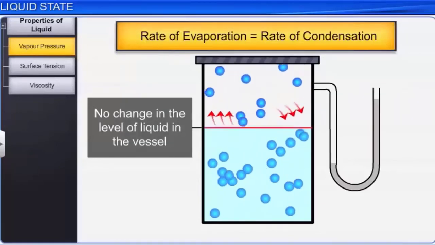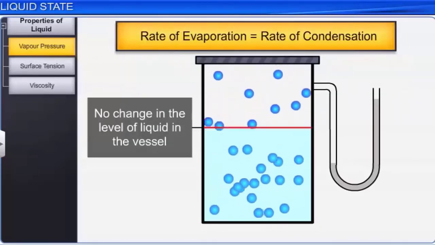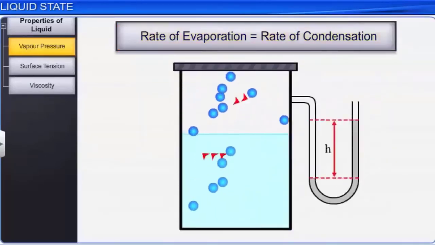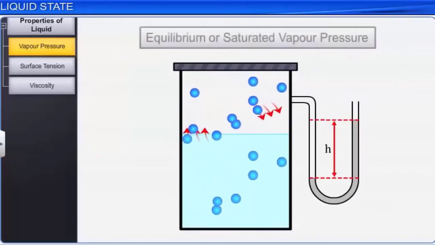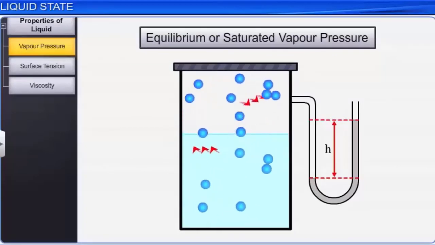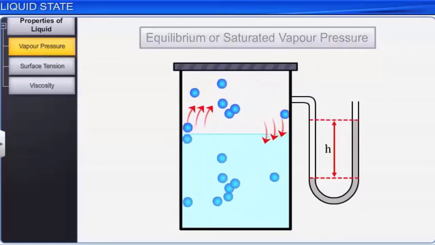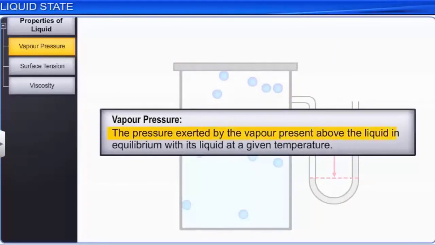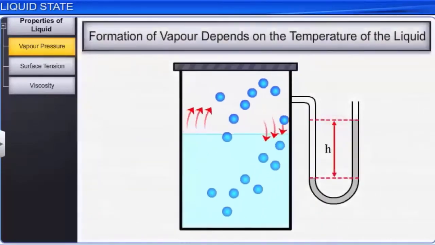At this stage, the vapor pressure of the liquid is referred to as equilibrium vapor pressure or saturated vapor pressure. Thus, vapor pressure may be defined as the pressure exerted by the vapor present above the liquid in equilibrium with its liquid at a given temperature. Since the formation of vapor depends on the temperature of the liquid, vapor pressure is also a function of temperature.